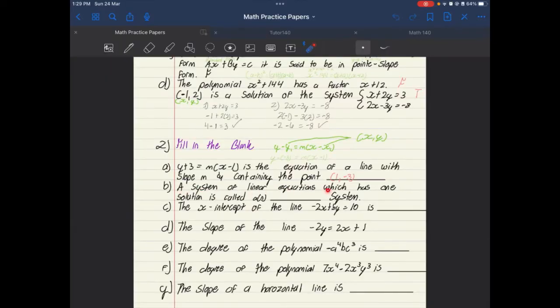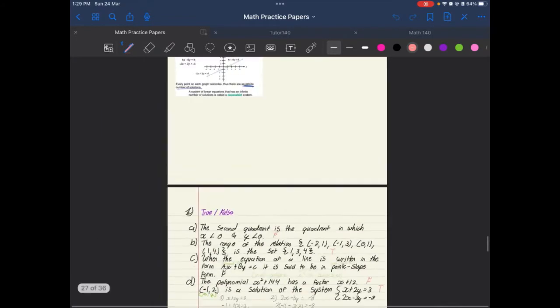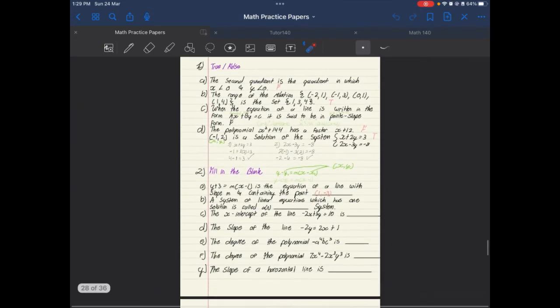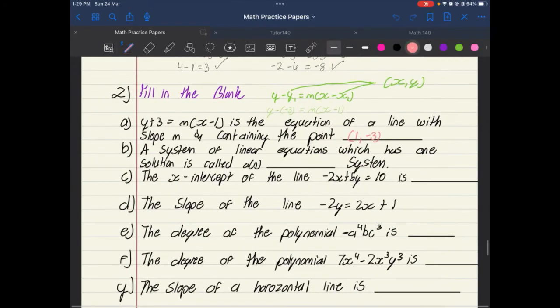The system of linear equations which has one solution is called an... Let's look up here. So we have one solution here, right? The solution of the system is negative 1, 3 because this is where I plotted. So this would be negative 1 and this would be negative 3 right here. And they say a system of equations that has one solution is said to be consistent. So, consistent.